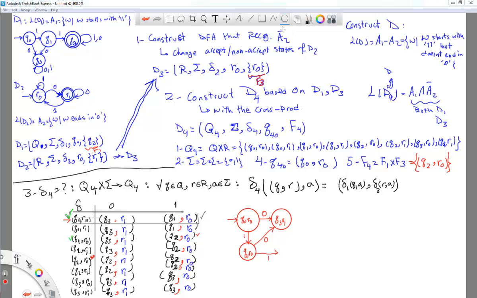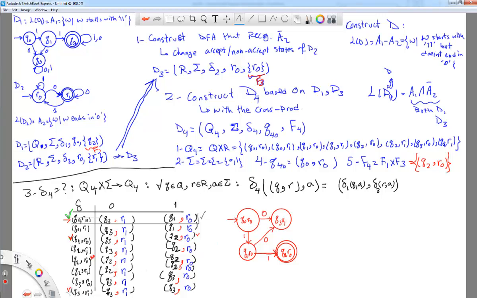So with a 1, we're going to go to Q sub 2 R sub 0. And of course, Q sub 2 R sub 0, if you notice here, it's an accept state. So let's draw another circle through it to denote that that is an accept state. Okay, so now Q sub 1 R sub 0, I have both 0 and 1 transitions for it, so that is done. Next, let's go to Q sub 3 R sub 1.